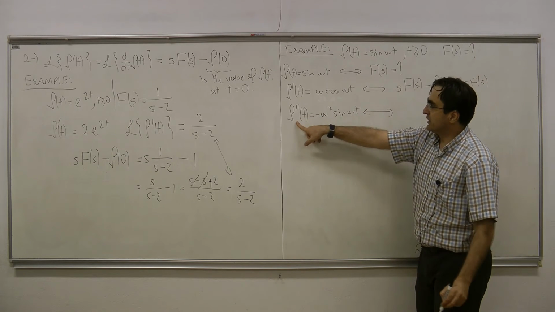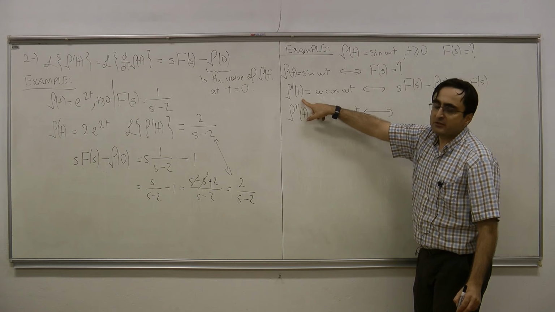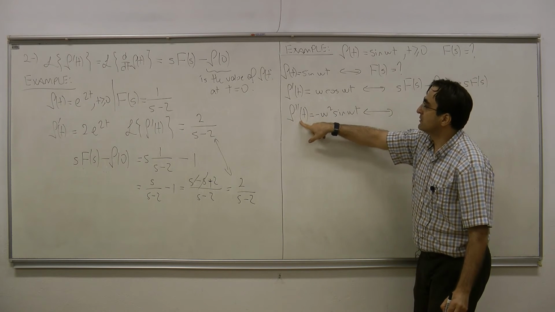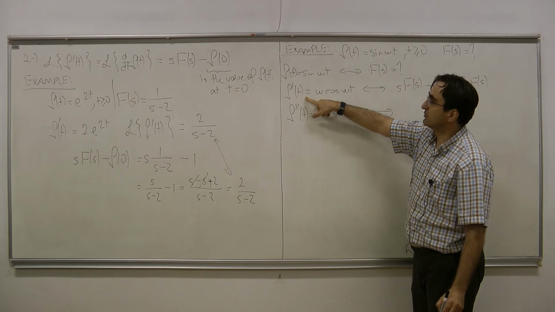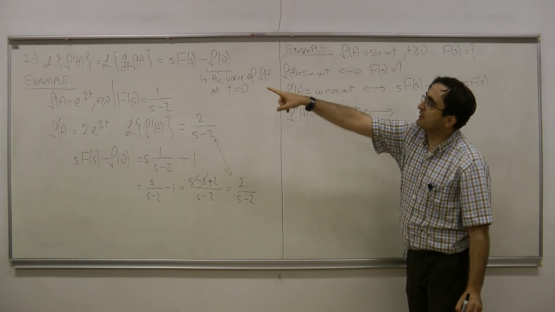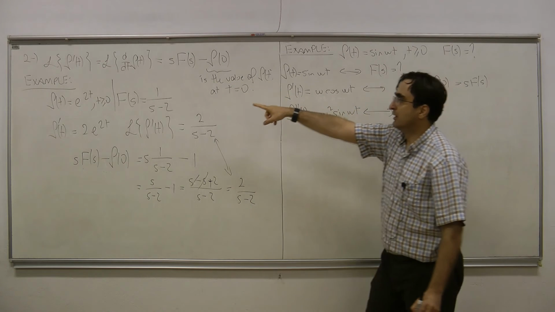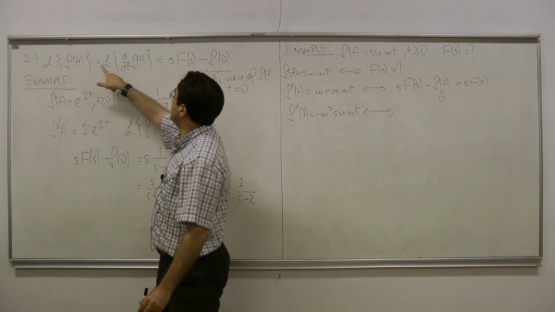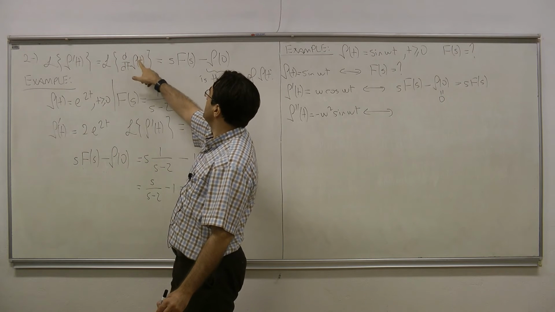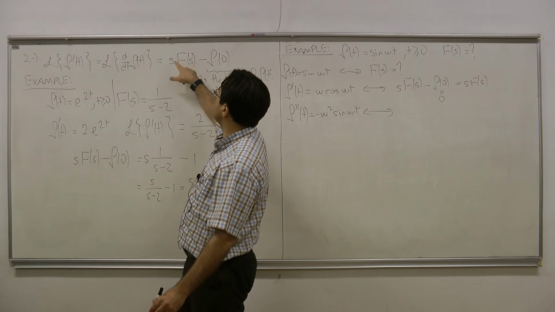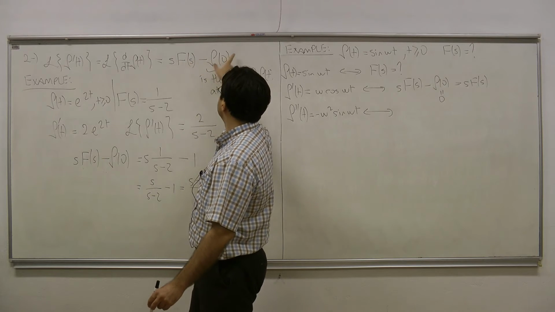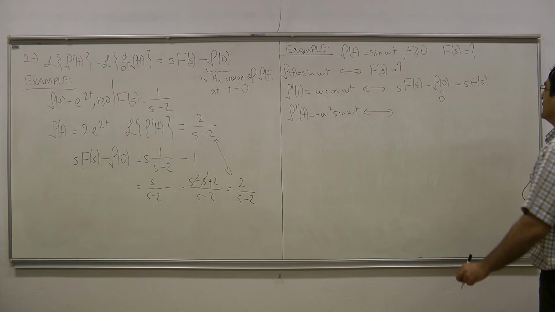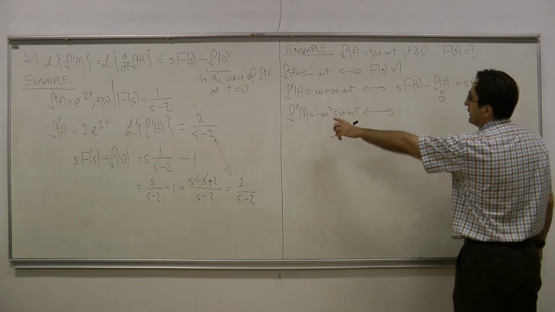This second order derivative is the derivative of the first order derivative. Okay? Second order derivative is the derivative of the first order derivative. So here I can definitely use that property. I can substitute here f double prime, and this is going to be the Laplace transform of f prime, and this is going to be f prime evaluated at 0. Okay? So now let us write this.